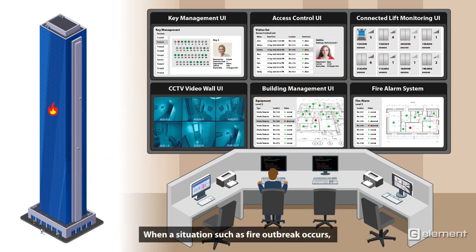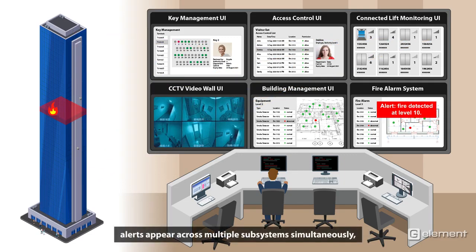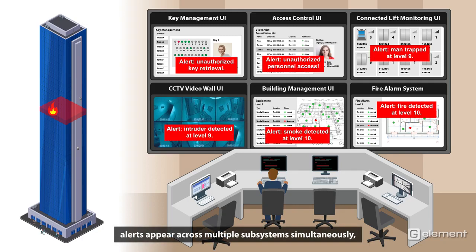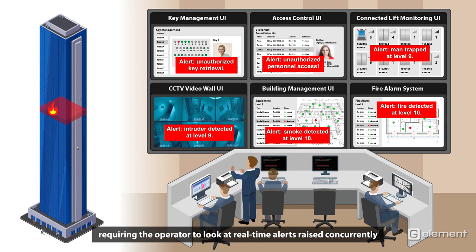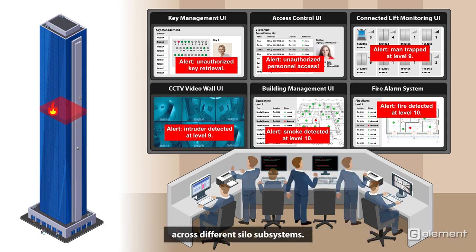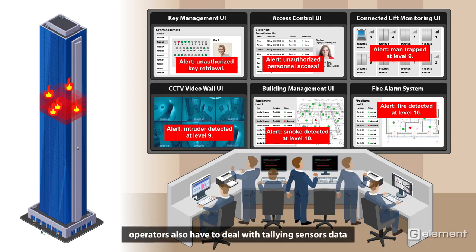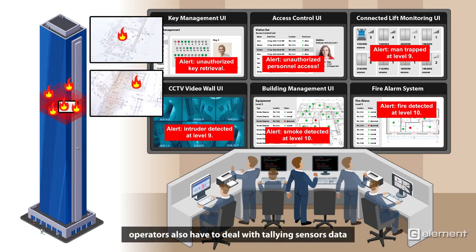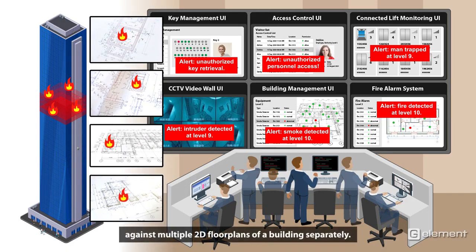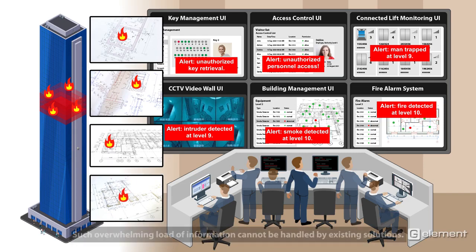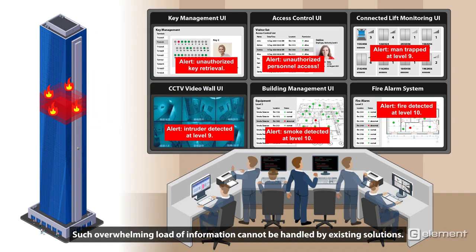When a situation such as a fire outbreak occurs, alerts appear across multiple subsystems simultaneously, requiring the operator to look at real-time alerts raised concurrently across different silo subsystems. If the situation affects more than one level, operators also have to deal with tallying sensor data against multiple 2D floor plans of a building separately. Such an overwhelming load of information cannot be handled by existing solutions.